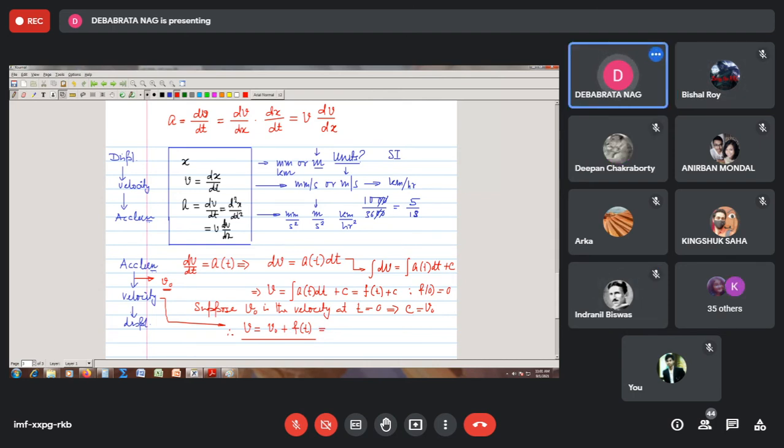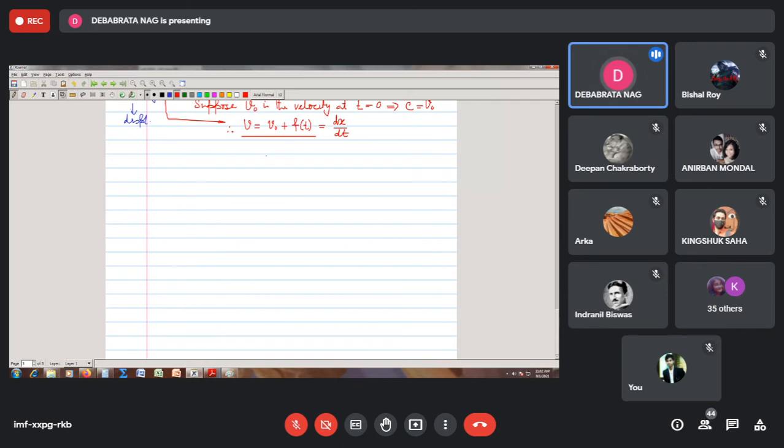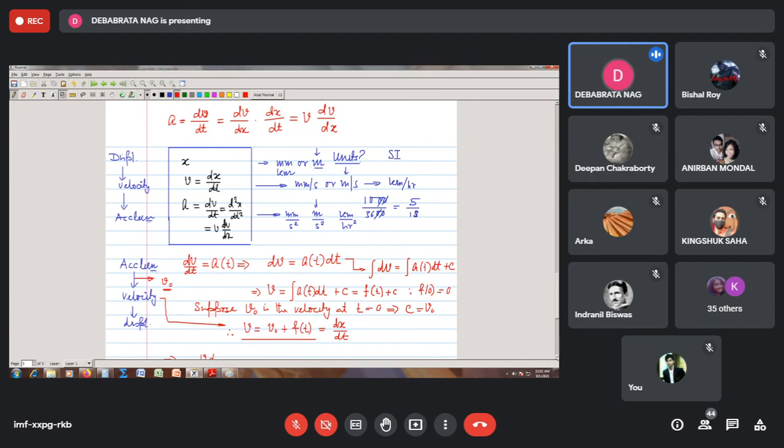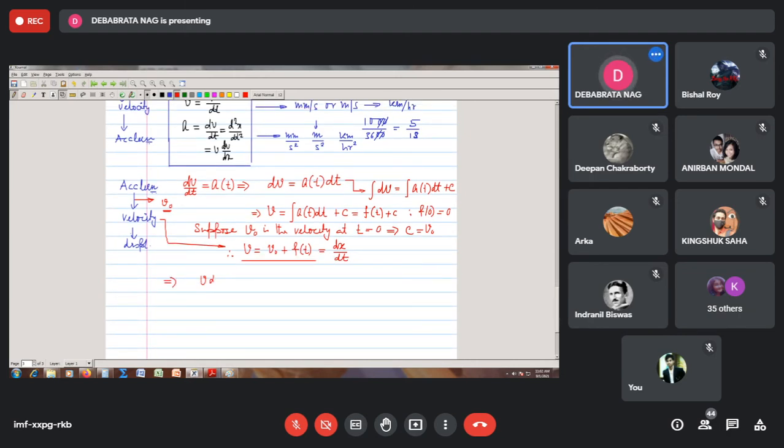So now I can say that this v is basically nothing but dx/dt. So again, if I continue changing my variable, separation of variables, I can say that v dt should be equal to dx. So dx is equal to v dt. So we can write that this should be equal to (v0 plus f(t)) into dt. That means, distributing this dt, I can say this will be v0 dt plus f(t) dt. So I write like this.